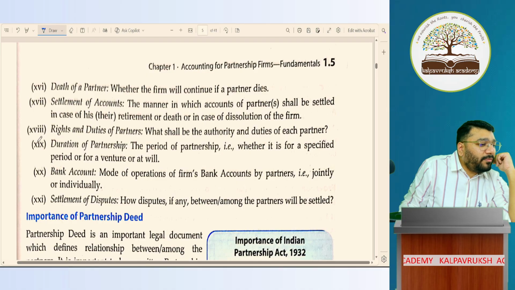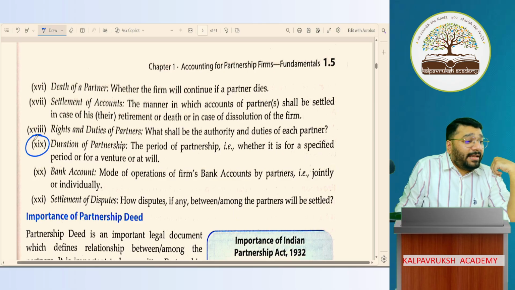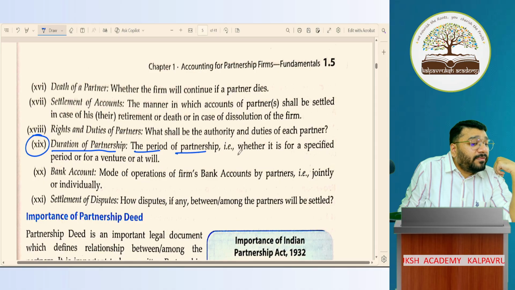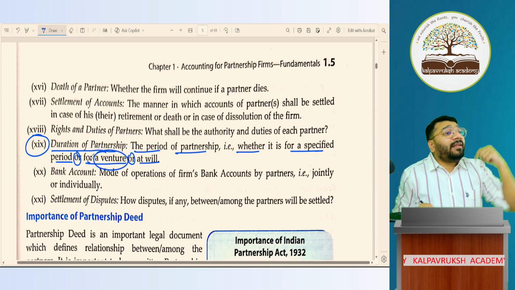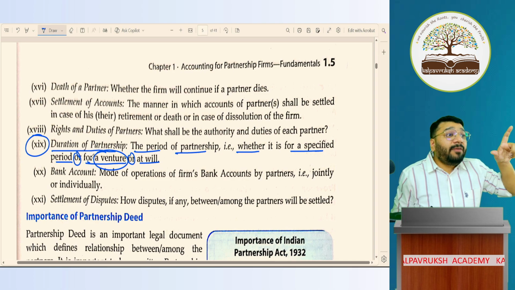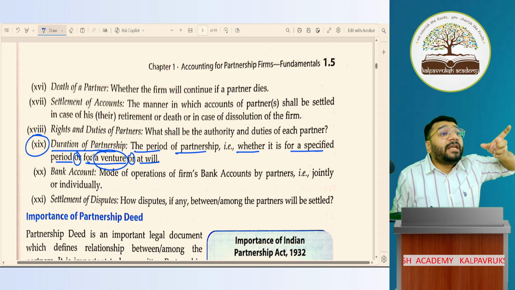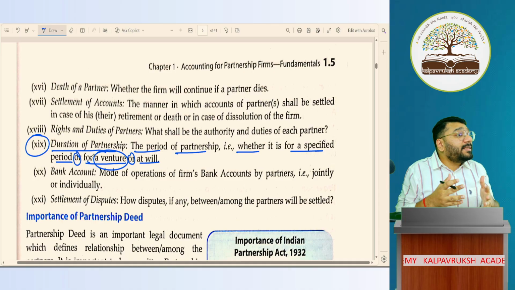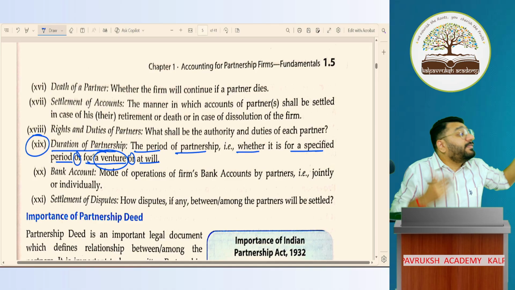Here, point number, what is this called? This is 19. Duration of partnership. This is the period of partnership, whether it is for a specific period, or for a venture, or at will. What is our condition? Is it for a specific period? Are we going to do this business for 5 years or 6 years? No. It's for a particular venture. How many years will this venture take? Do we know? Constructing these apartments and selling them will take 3 years, 4 years, 5 years, 6 years. We don't know.